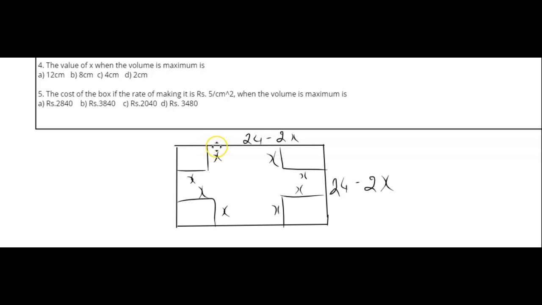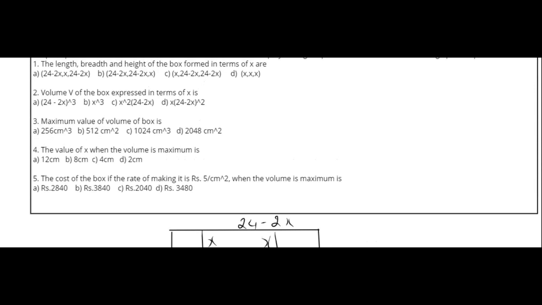So obviously you can see that the length now becomes 24 minus 2x. The breadth becomes 24 minus 2x. And the height of the box will be x. So the length of the box will be 24 minus 2x, breadth of the box will be 24 minus 2x, and the height of the box will be x. So therefore we can see that option B is the correct option. 24 minus 2x, 24 minus 2x, x. That is the correct option.